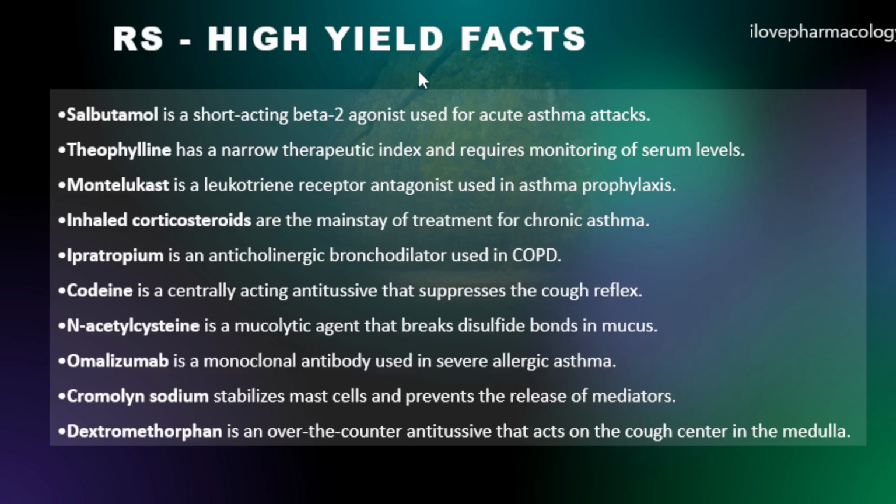used for treatment of acute bronchial asthma. Theophylline, although it has a narrow therapeutic index, can be used in the treatment of bronchial asthma, but it requires close monitoring of serum levels. Montelukast and zafirlukast belong to the leukotriene receptor antagonists, which inhibit leukotriene mediated inflammation. Montelukast is a very important and famous drug used for bronchial asthma prophylaxis. Inhaled corticosteroids are one of the mainstays of treatment for chronic asthma.